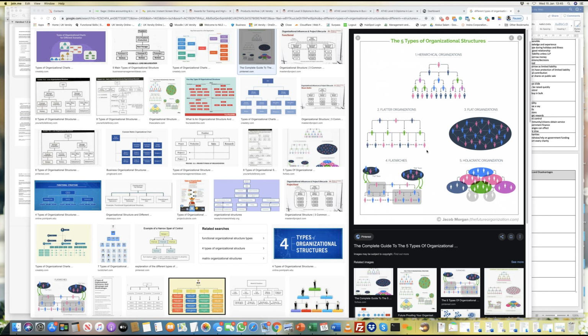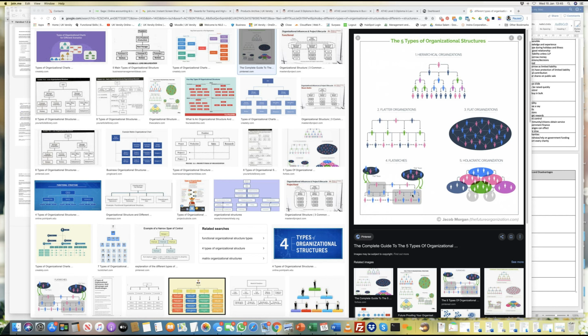Then the second would be flat organizations. Flat organizations have fewer tiers in terms of hierarchy. That means a worker in the organization has access to the manager, and the manager has access to the CEO, the top boss. Flatter organizations tend to be branch offices, or organizations smaller in structure and size in terms of employees.